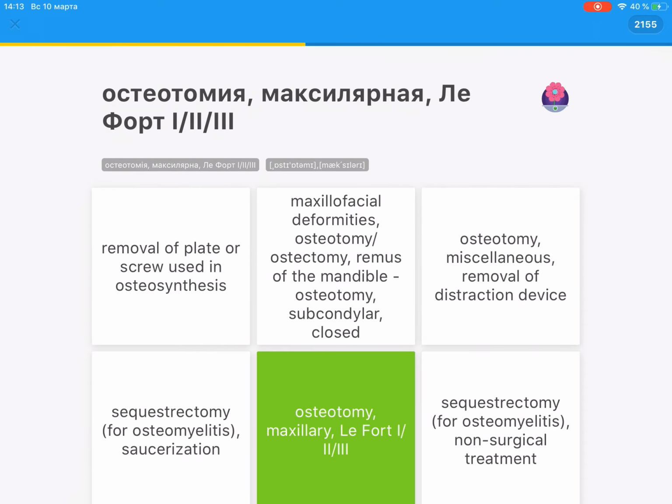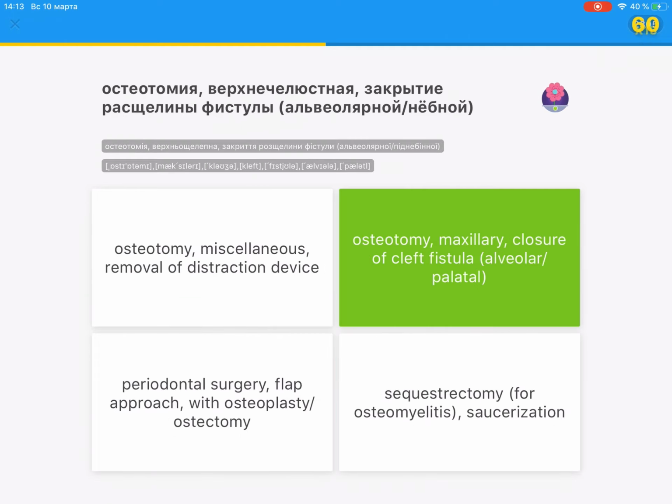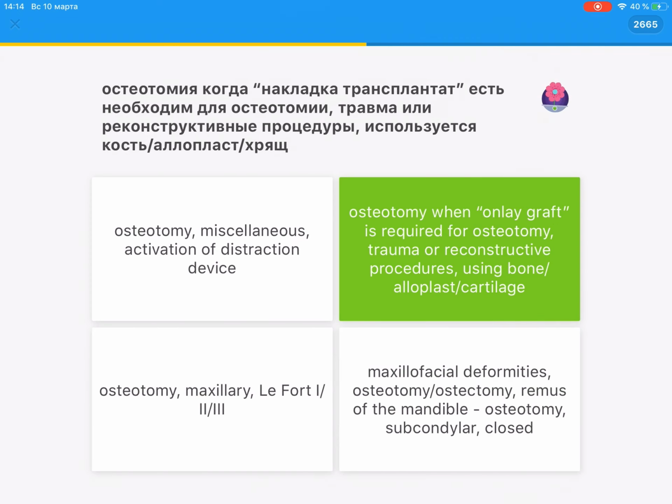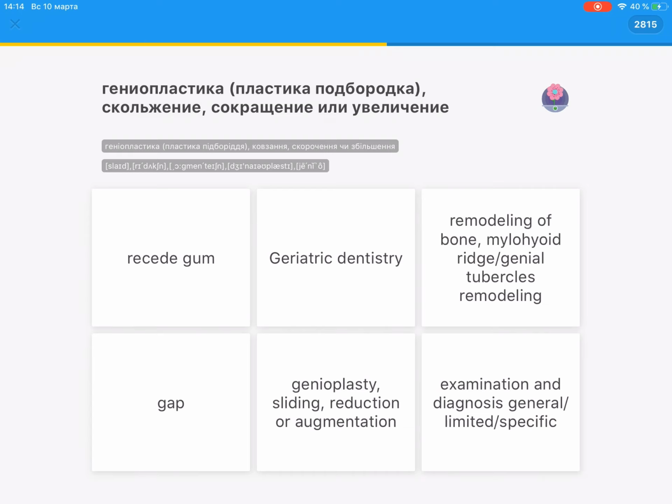Osteotomy, maxillary, Le Fort I, II, III. Osteotomy, maxillary, closure of cleft fistula, alveolar, palatal. Osteotomy, when interpositional graft is required, using bone, alloplast, cartilage. Osteotomy, when only graft is required for osteotomy, trauma or reconstructive procedures, using bone, alloplast, cartilage.